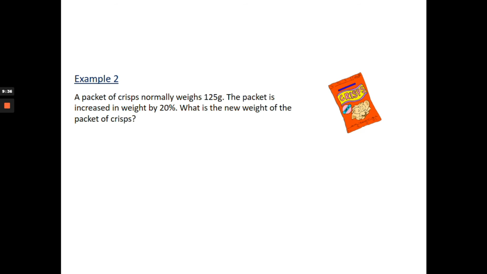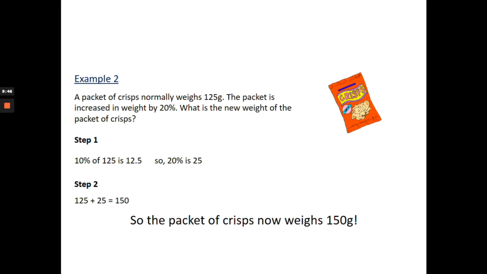Okay, so this is the second example. Step 1, we work out what 10% is, which is 12.5. That means that 20% is 25. Step 2, add it together. So the packet of crisps now weighs 150 grams. So give yourself a big tick if you got that right. Well done.